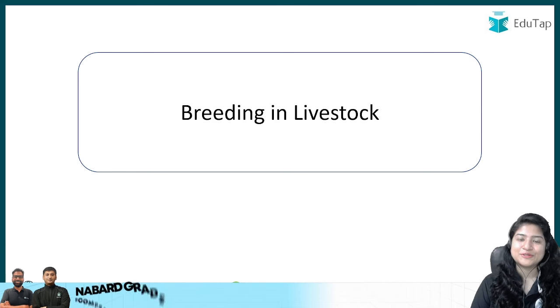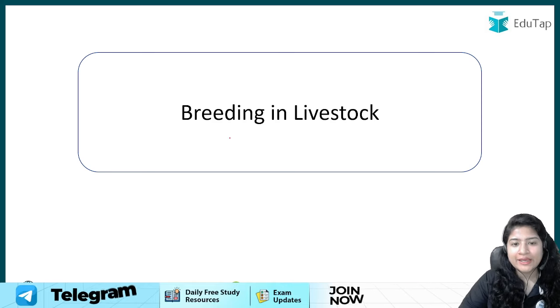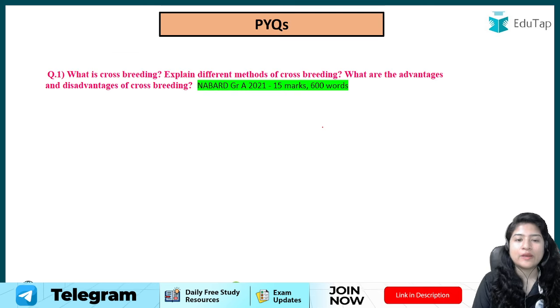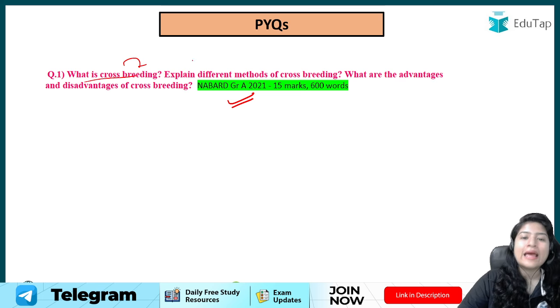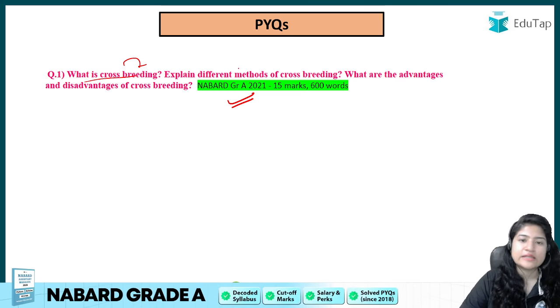Everybody, welcome to the ARD Simplified Series for the NABARD Grade A examination. The topic that we have picked up today is breeding in livestock. And why have we picked up this one topic only? Because in one of the previous years, a descriptive question was asked on this topic: What is cross breeding, and explain the different methods of cross breeding with the advantages and disadvantages, right?